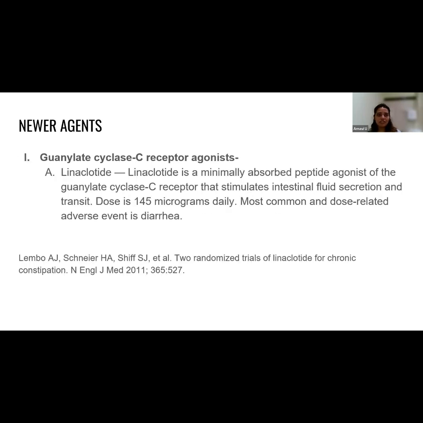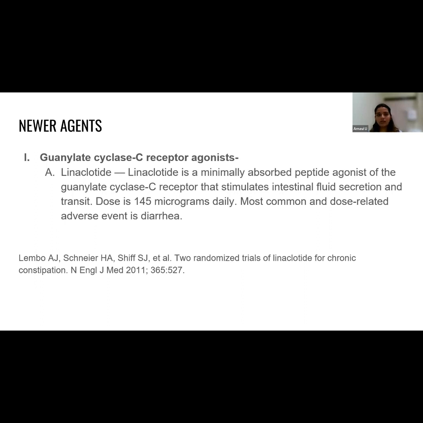Moving on to the newer agents, we'll be talking mainly about two categories. First are the guanylate cyclase C receptor agonists. In this we have two drugs. First is linaclotide. It is a minimally absorbed peptide agonist of the guanylate cyclase C receptor that stimulates intestinal fluid secretion and transit. The dose is 145 micrograms daily.